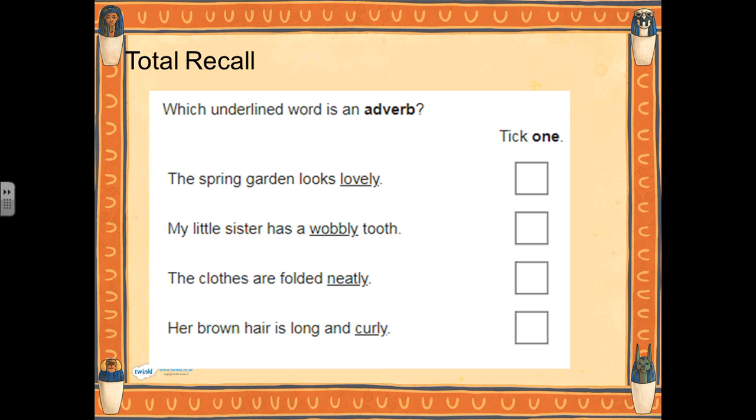And oh, there goes the school bell. And we'll move on to the lesson.